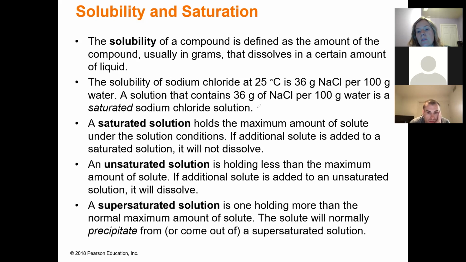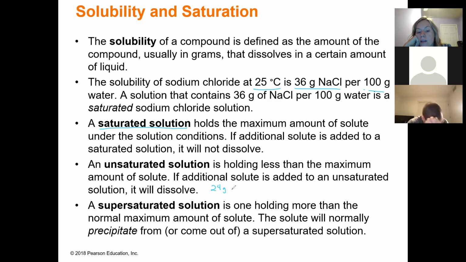Usually they standardize it to 25 degrees Celsius. If I change this temperature, these two numbers will adjust. But the solubility of sodium chloride is roughly 36 grams of salt can dissolve in 100 grams of water. If we've reached that point where we have 36 grams of NaCl and 100 grams of water, we would say that the solution is saturated. So a saturated solution is a solution that holds the maximum amount of solute within whatever the given condition is, 25 degrees Celsius. An unsaturated solution is really going to be anything less than that maximum amount.